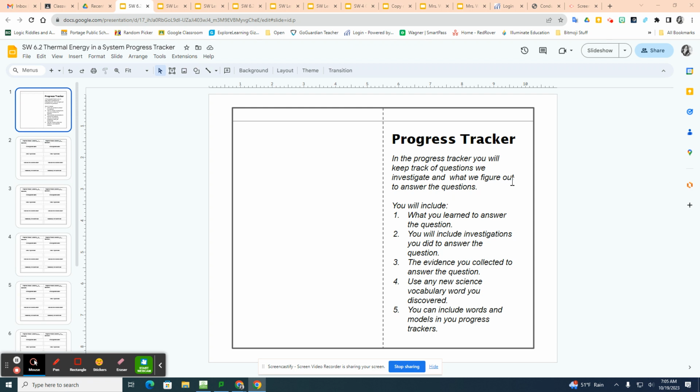So what are the main concepts? What are the main ideas? What are the takeaways for all of the lessons that we have done?